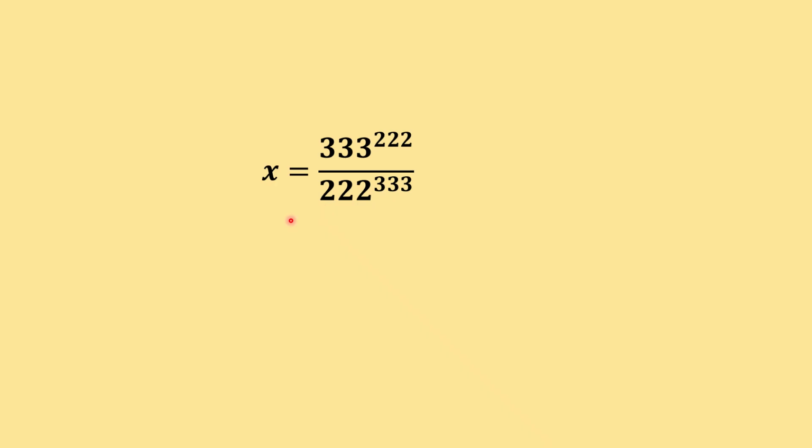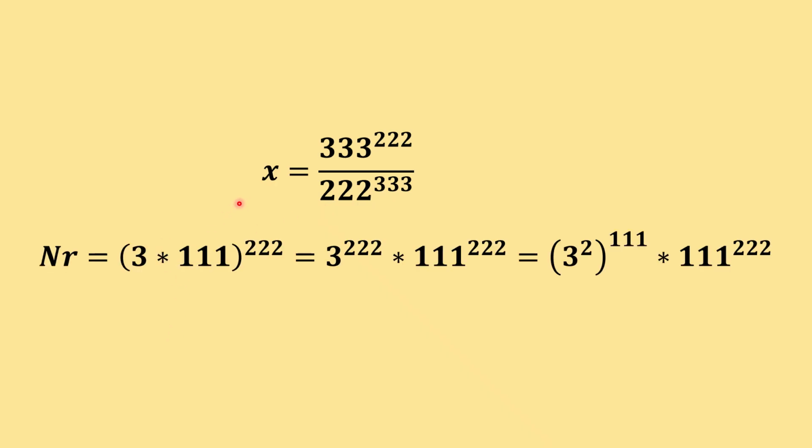We will take the numerator and denominator separately. The numerator is 333, which can be written as 3 into 111. So 333 power 222 is (3 into 111) power 222, that is 3 power 222 into 111 power 222. Now 3 power 222 can be written as (3 power 2) whole power 111, multiplied by 111 power 222.